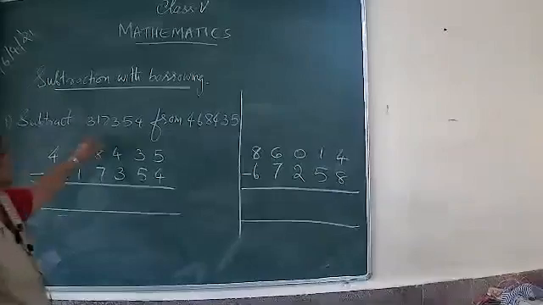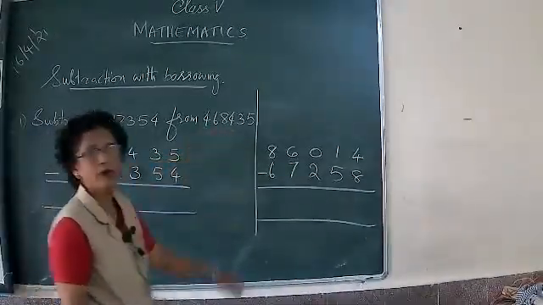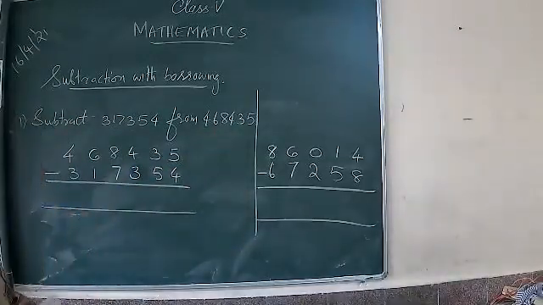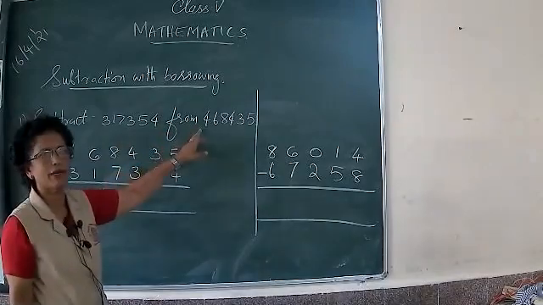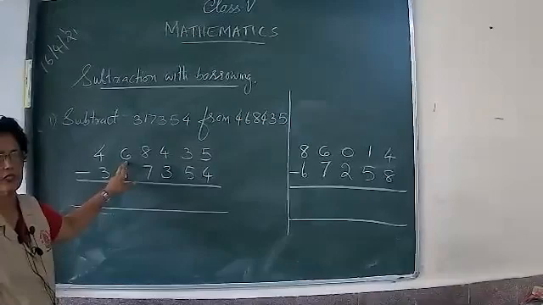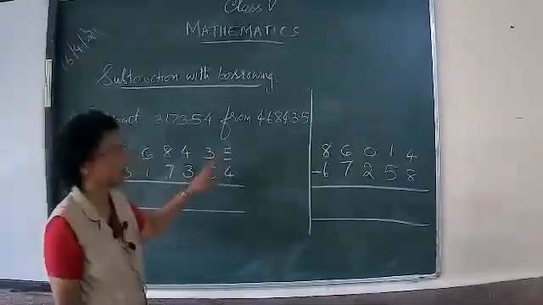Subtract 317354 from 46845. Can you see that question there? So from which number? That number you have to write first. Understood, children? That is 46845, you have to write first.